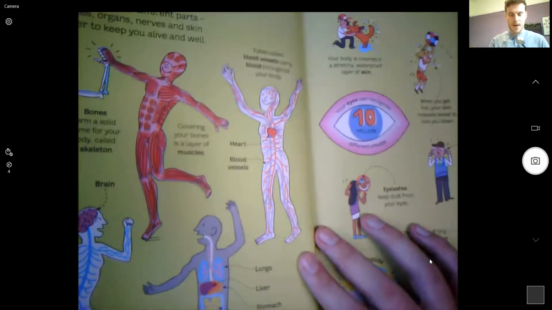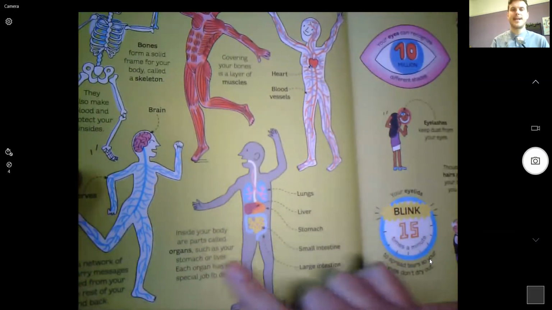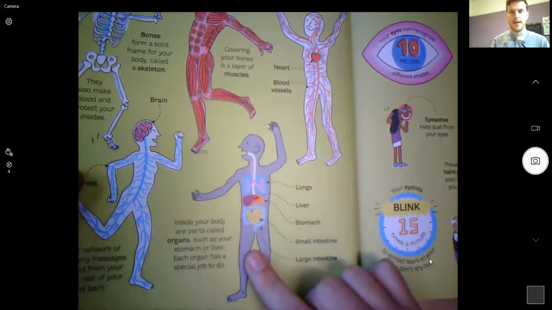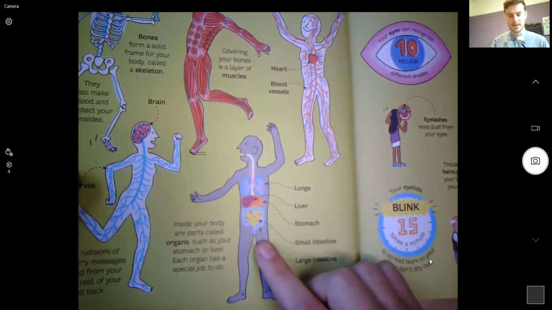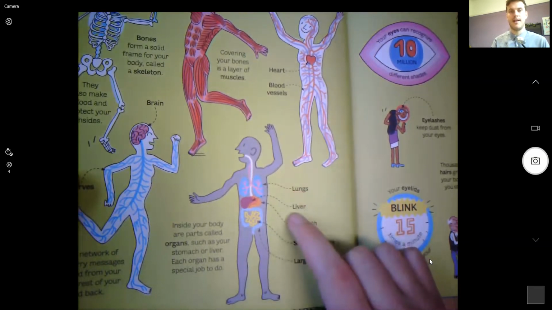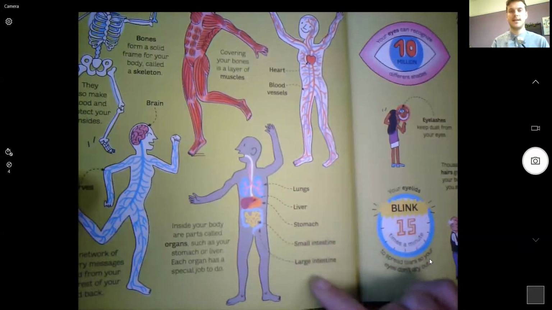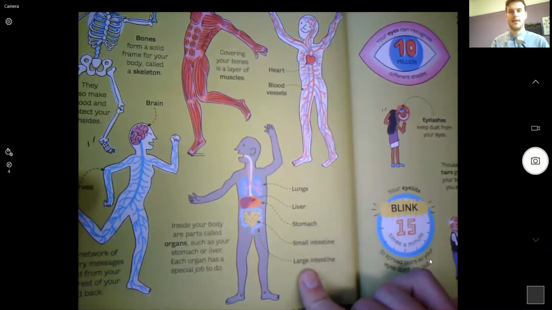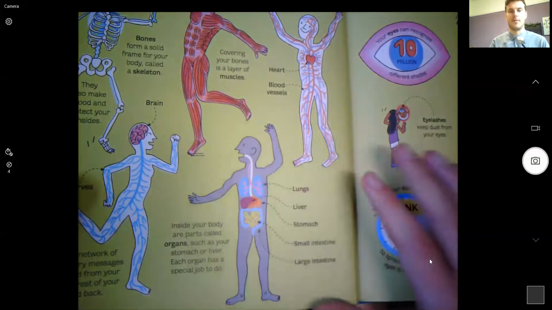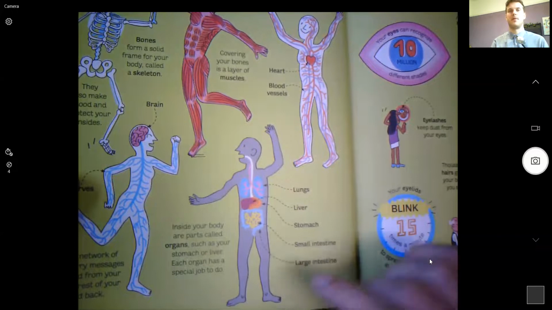Now, we also have organs, okay? And these are muscles, but they are inside our body, and they all have a different function in the human body. Some of the main organs in our body are the lungs, which we breathe with, our liver, the stomach, where all your food goes, our small intestine, and our large intestine, okay? Can you draw some of these on your model of the human body? And each one of these has a specific job that helps.